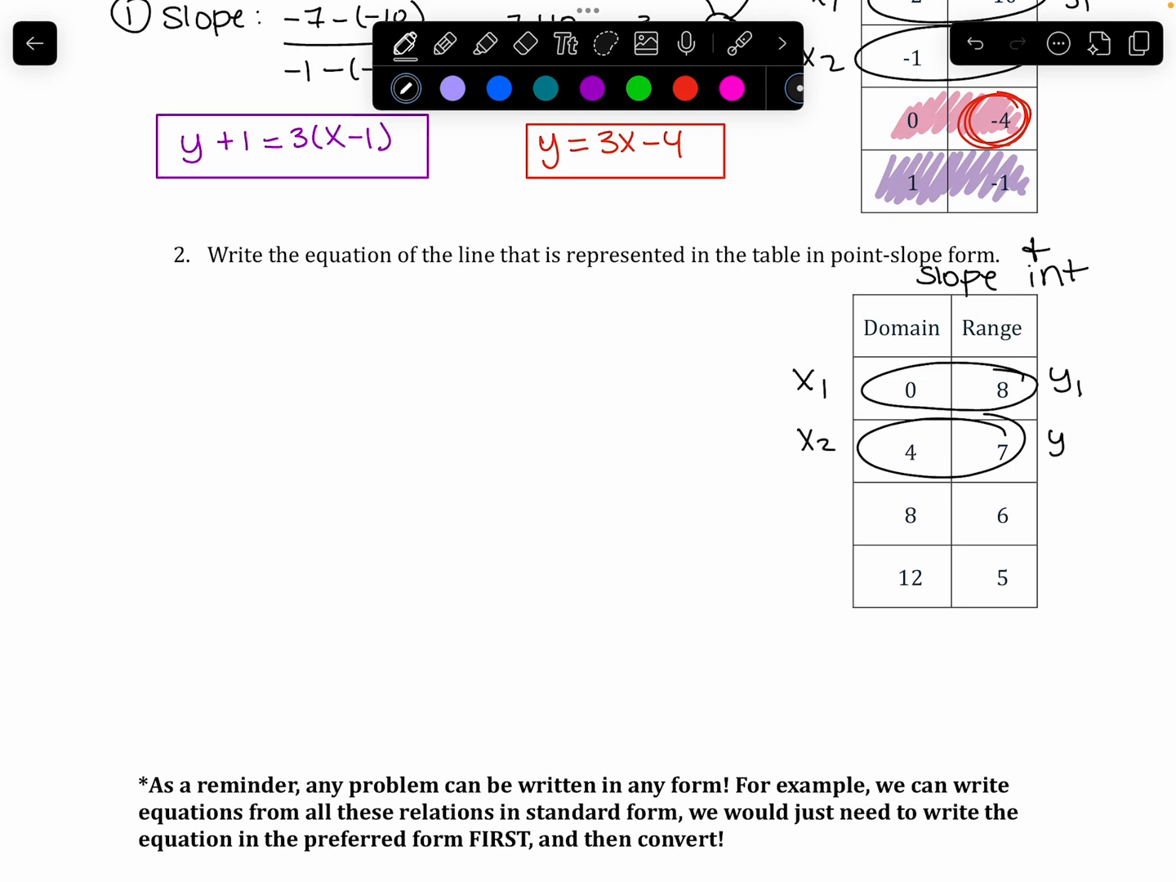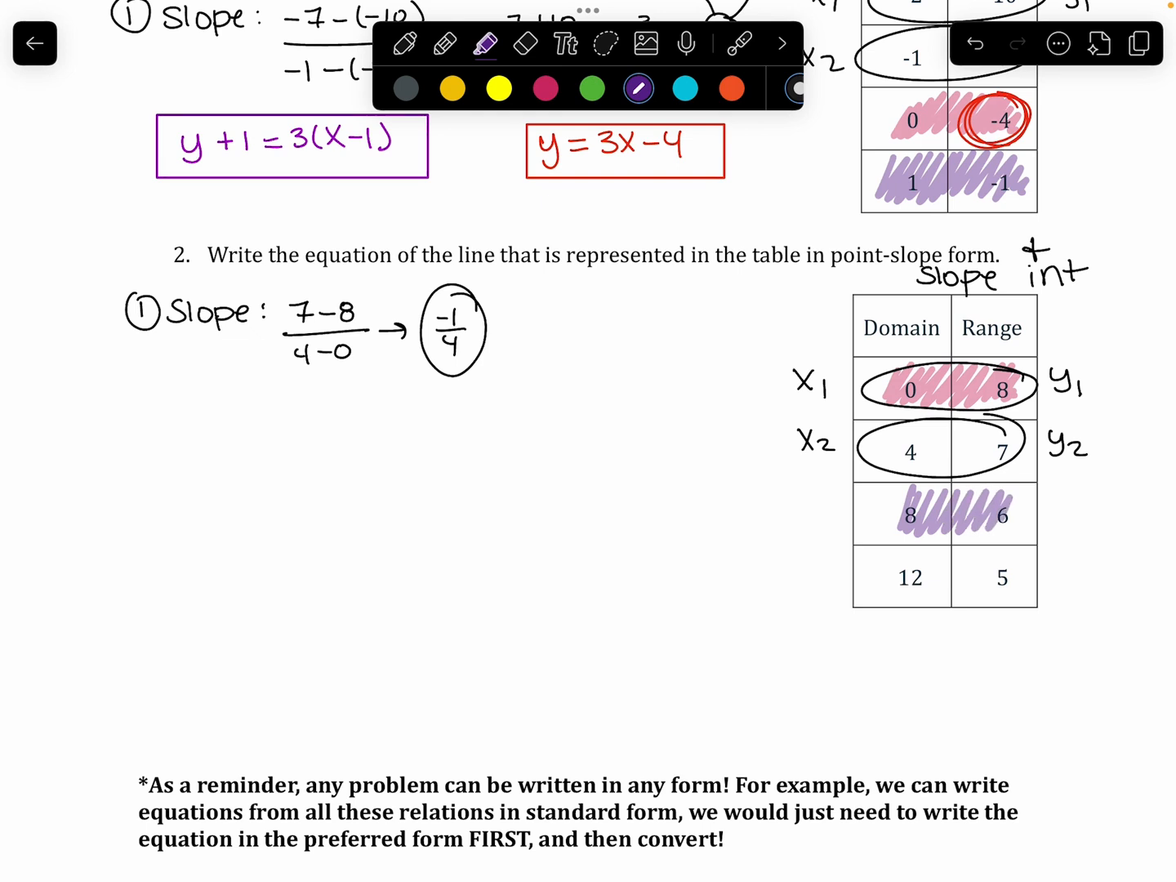First thing I'm going to do is find my slope. Here's my x1, x2, y1, y2. First step is slope. So we've got 7 minus 8 over 4 minus 0. This one's way better. My slope is a negative 1/4.